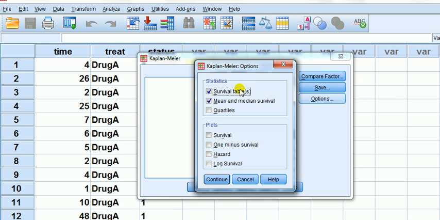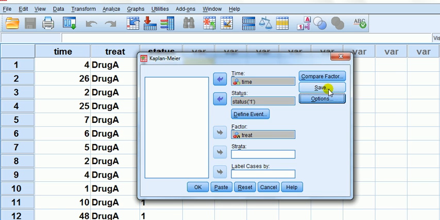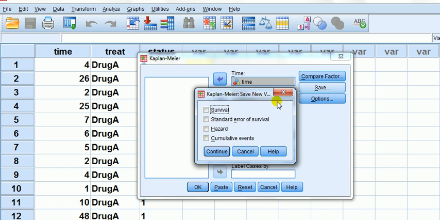What's in the options? It gives us statistics, survival tables. Yes, that would be a good idea if you want confidence intervals of time of death and such like. Mean and median survival times, yes, if you want to report those. Quartiles, if you want them. Okay, plots, survival plot would be good, so let's click that. We can also get the hazard plot, but we want the survival plot, that's what this is about. If you want to save any of the output, click save, and you can save the actual estimates of the survival or the standard error of the survival.